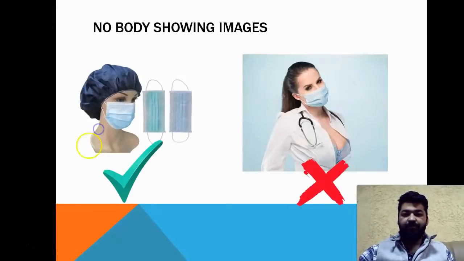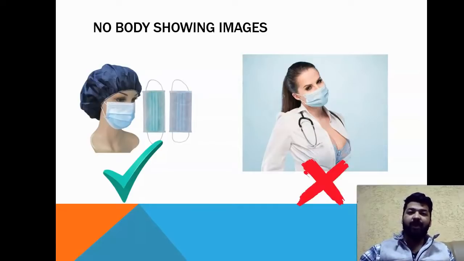Second is no body showing images. It means Facebook do not like that you use some images that are showing body of a male or female. For example, if you look at first image, it's showing a model wearing face mask. It is okay for Facebook because you are using a model, you are not doing any harassment. But in second image, you will see the lady, her clothing is not well, her body is showing. So this type of images are not good. Even Facebook can ban your ad account or your ad for using these images. So just take care of this type of images.